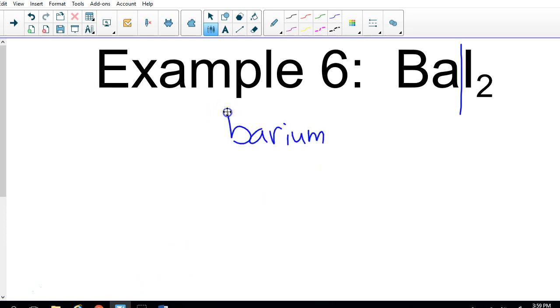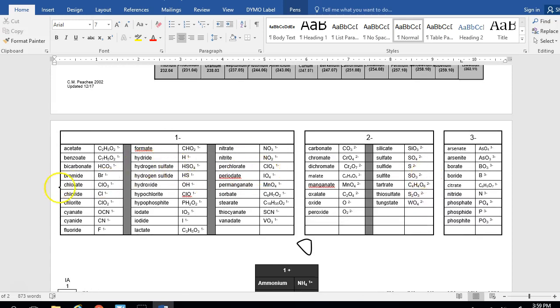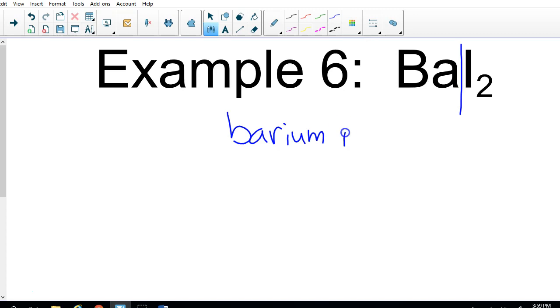Remember that we're looking for the element combination in the back. So we're looking for just an I. So I look on my ion sheet, and I see I by itself right here. So it's iodide. So barium iodide. That one's done.